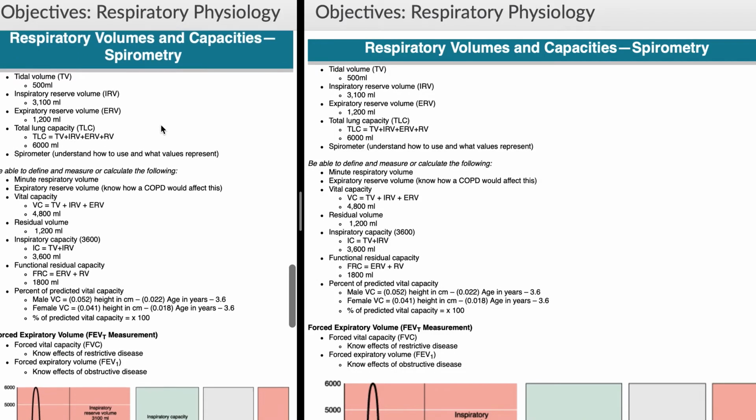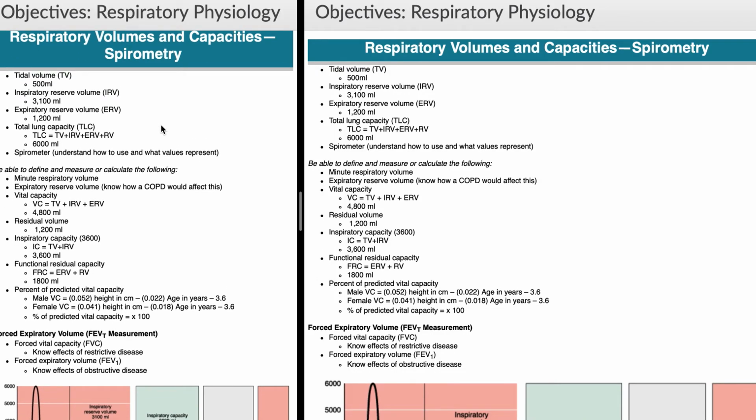All right, so that's not our last topic. We have two more topics to go. Our second to last topic is looking at respiratory volumes and capacity. So these are essentially measurements of the volumes of air that we breathe in and out of our lungs.